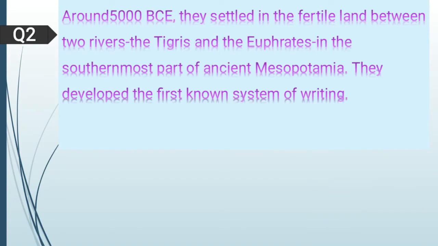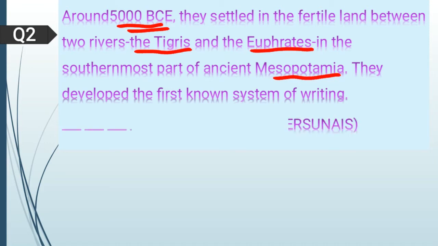Around 5000 BCE, before common era, they settled in the fertile lands between two rivers. The names of the rivers are the Tigris and the Euphrates. In the southernmost part of ancient Mesopotamia, they developed the first known system of writing. So this civilization developed the first known system of writing.